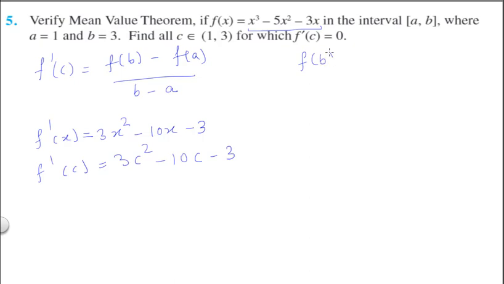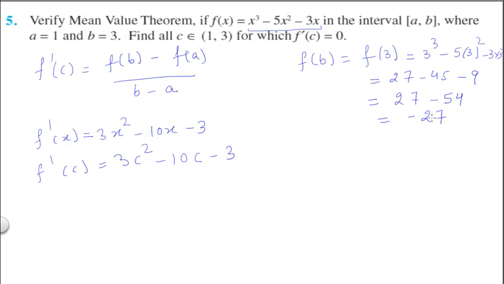What is the value of f of b that we get? F of b means f of 3. Putting this in the equation, we have 3 cube minus 5 into 3 square minus 3 into 3. So what we get? 3 3s are 9, 3 9s are 27, minus 5 into 9, which is 45, minus 3 3s is 9. Solving this, we get 27 minus 45 minus 9. So the answer that we get is minus 27.